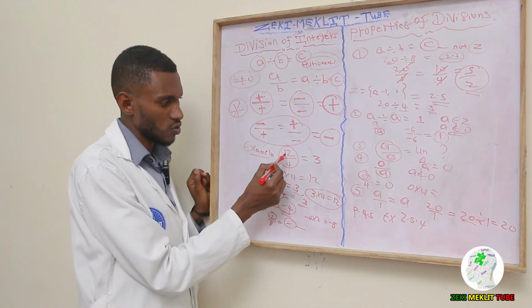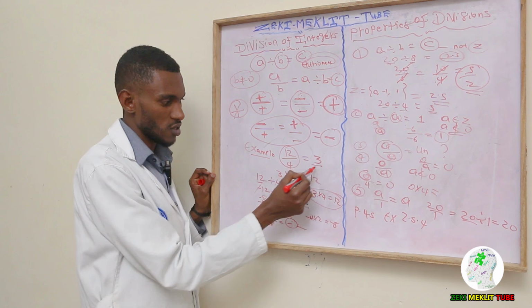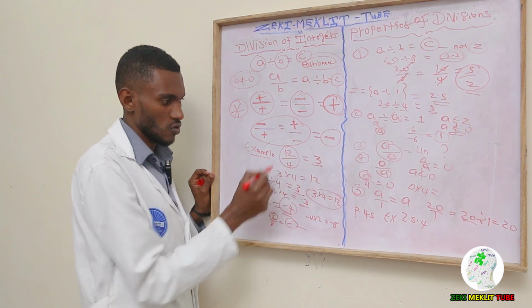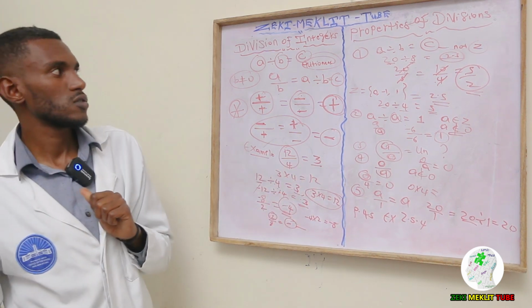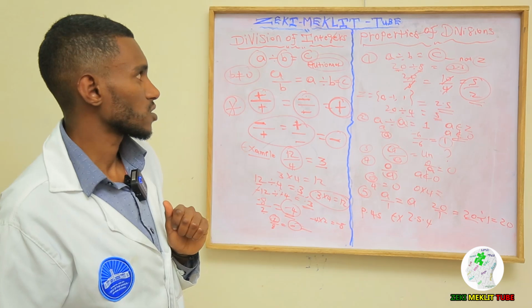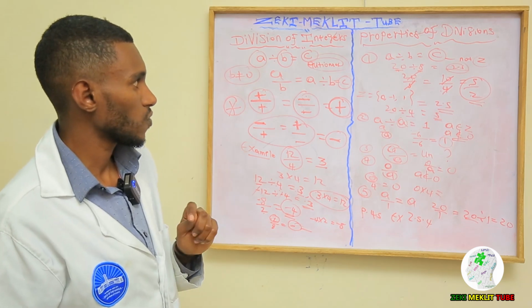So 12 divided by 4, the result is 3. So you can check: 3 times 4 is 12. This is the rule of division on integers. And also we see 5 properties of division, yeah?